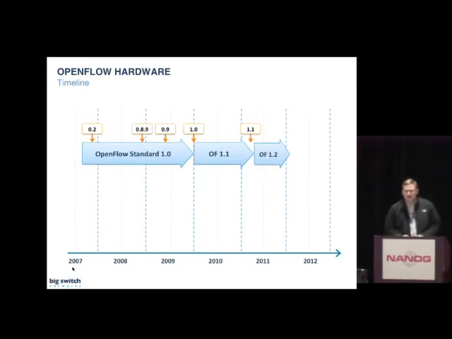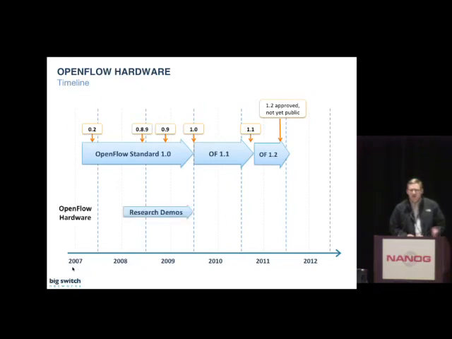So again, a little bit of history. Here's a rough timeline of the OpenFlow specification, from 2007 to today. OpenFlow 1.2 has been approved by the Open Networking Foundation, but it's currently in an embargo period where it's not public yet. That should change in the next month or so. In parallel to the standards development, if you look at how switches have been developed, in mid-2008 we started to do first research demos. I think the first ones were NEC, Cisco, Juniper, and HP.